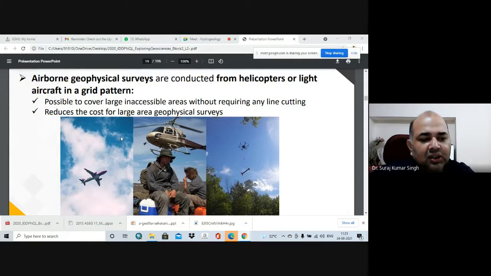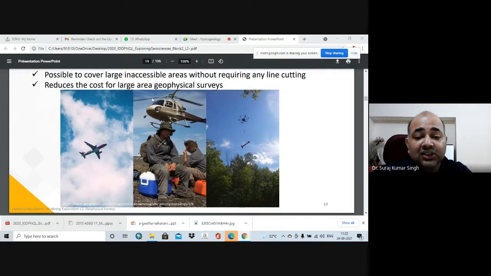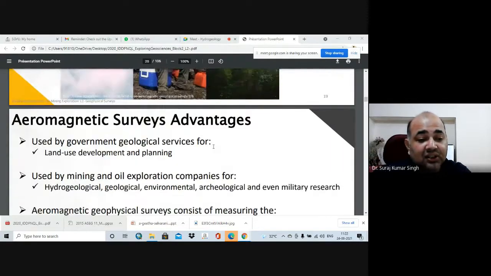So, what is the biggest advantage whenever you're doing an aerial survey? You cannot approach each and every portion of the ground. It is inaccessible. You cannot go and do a geophysical survey for each and every portion of the ground. So, when you are using airborne methods, it is possible to cover a large inaccessible area without requiring any line cutting or without going into the field, and that reduces the cost for a large area geophysical survey. So that is the biggest advantage.